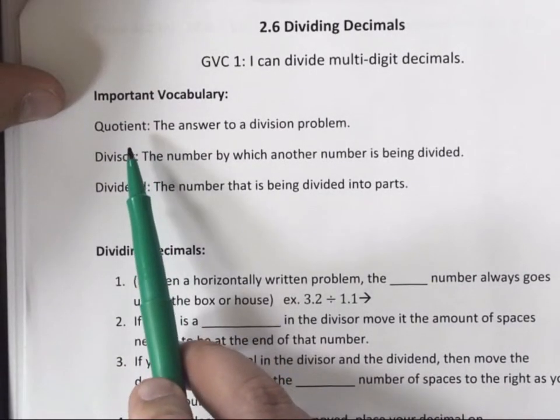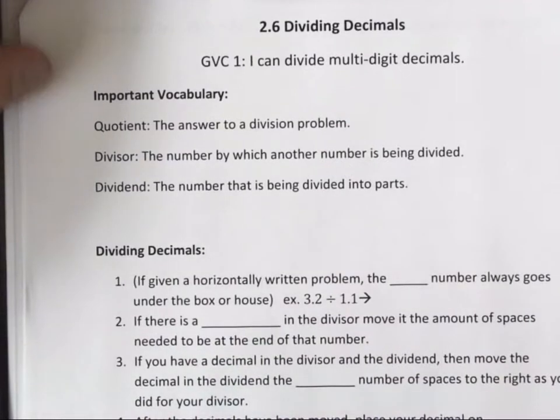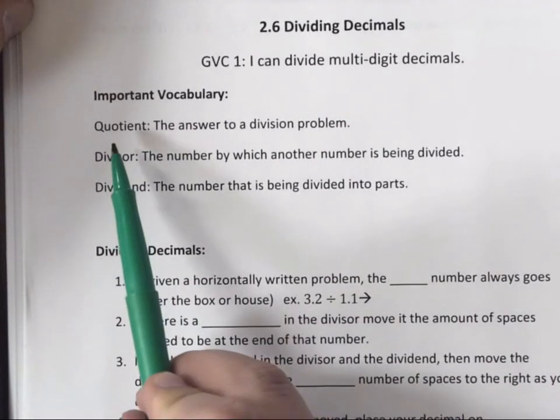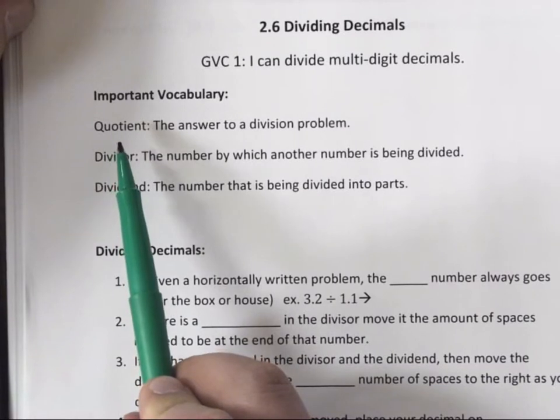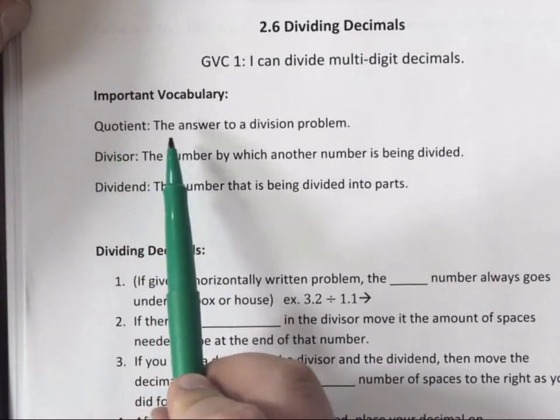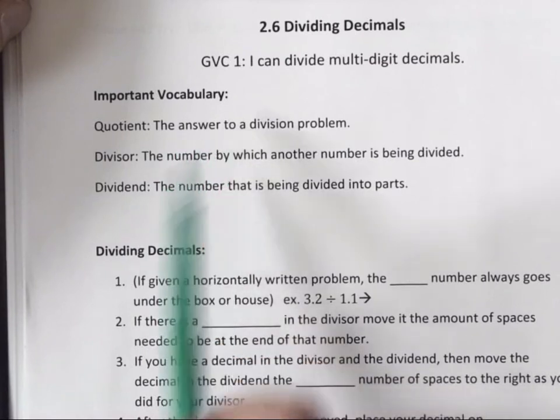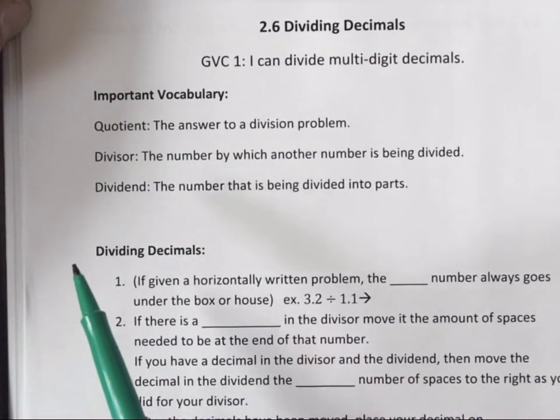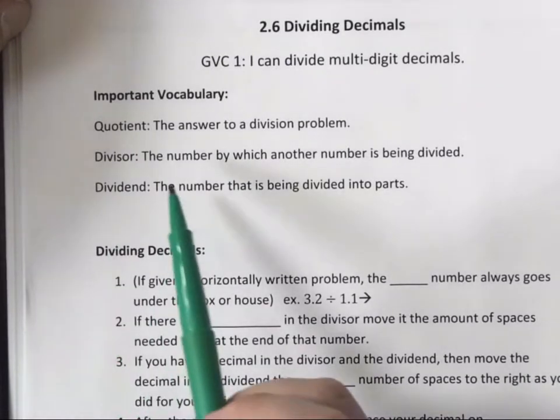Important vocabulary. In this section, we've already learned all about decimals, so nothing new there. But we do need to make sure that we are familiar with these words. Quotient. Quotient is a word that means the answer to a division problem. That should be review for us. I have that taped to the front of my room above the whiteboard.